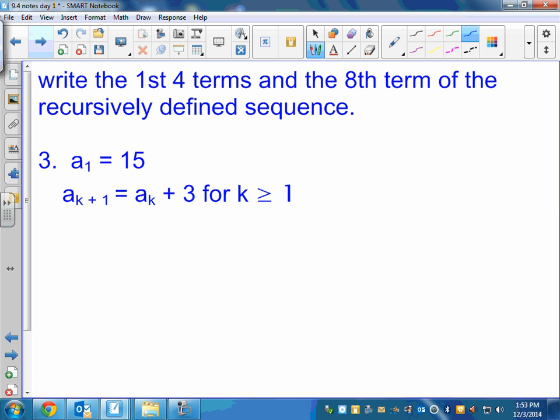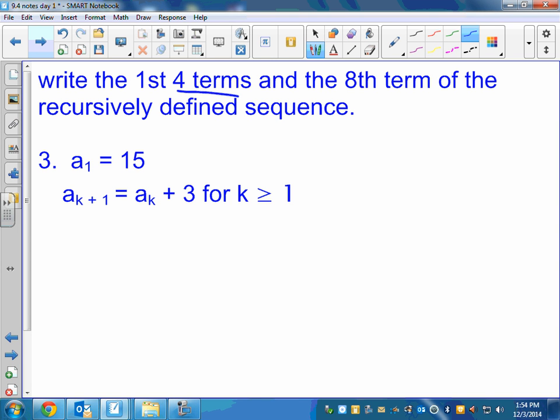But here we go. Here's more like what you're going to see on your homework. It says write the first 4 terms and the 8th term of the recursively defined sequence. For a recursive sequence, they're going to give you a term, they're going to give you a formula, and they're going to tell you where to start with K. Different than Fibonacci, which started with A sub 0, this one starts at A sub 1.